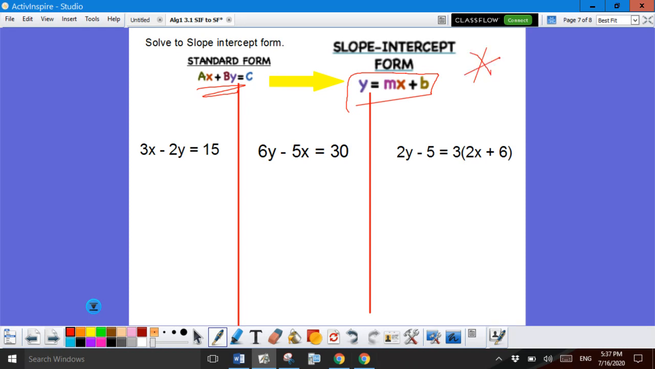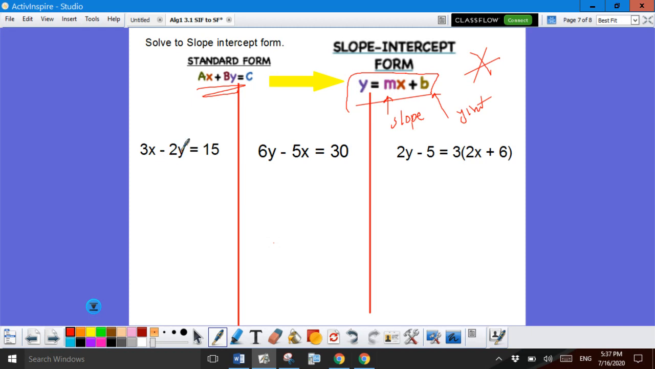Now, slope-intercept form is probably the most helpful form we have for graphing. It tells us the slope. Remember, the m is the slope, and the b is the y-intercept. The most powerful form of linear is slope-intercept, because we can go any direction from there. We can graph, we can find parallels, we can find perpendiculars. It's definitely the most powerful. So we need to be able to take any linear equation and solve it to y equals.